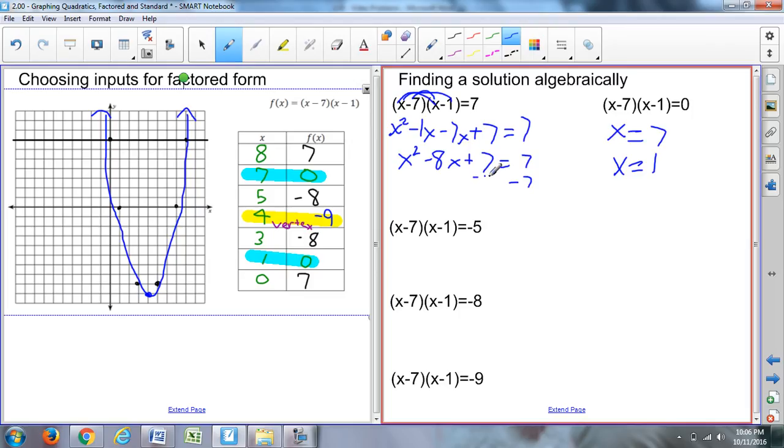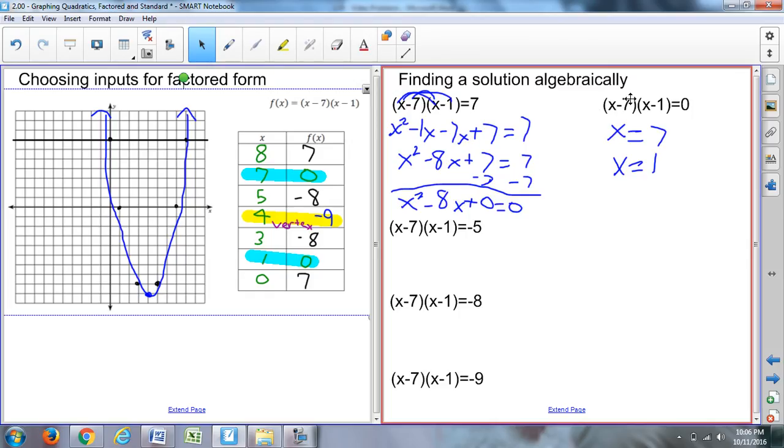Something weird happens on this one. It's not the best looking 7 in the world. All right, because that's going to cancel out. I'm going to get x squared minus 8x plus 0 equals 0. All right, I'm going to make some room here, so I'm going to get rid of that real quick.